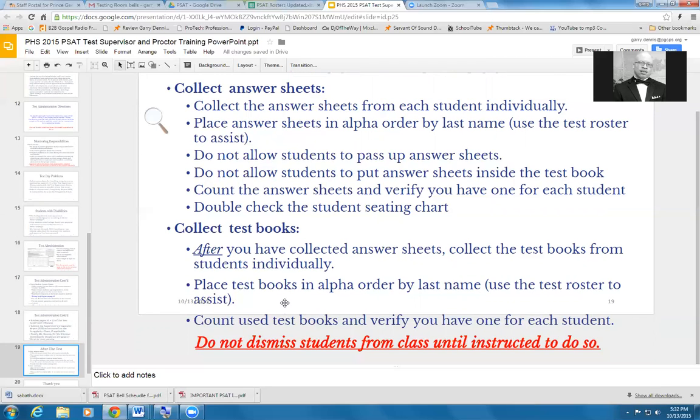The goal is that we're going to get some people to help collect the materials from you, as opposed to you collecting the materials and coming to me. I'm going to come to you to collect those materials. All right.